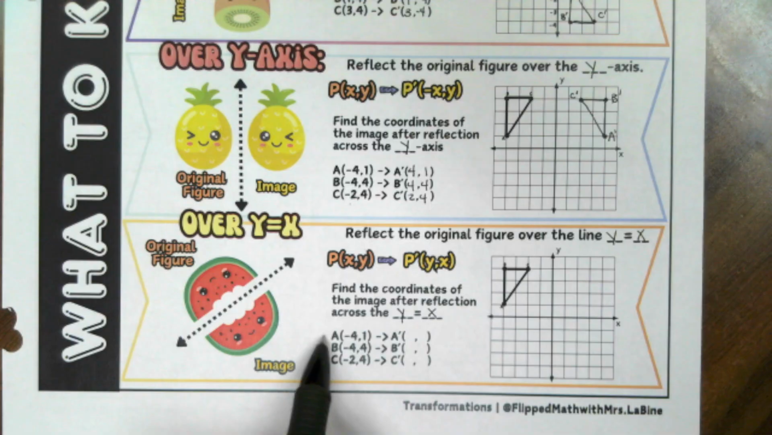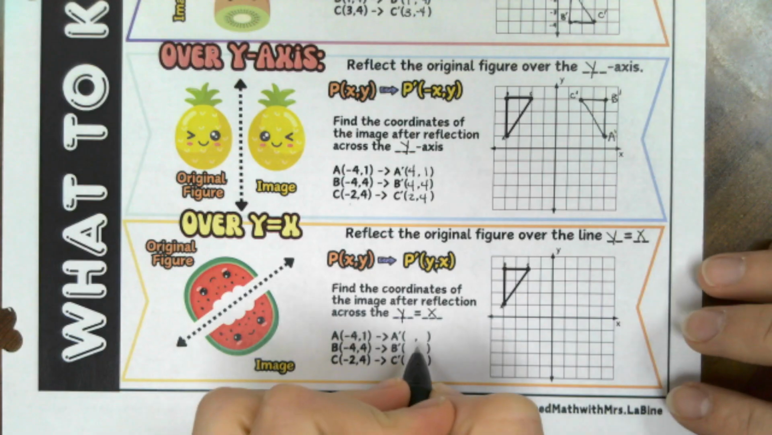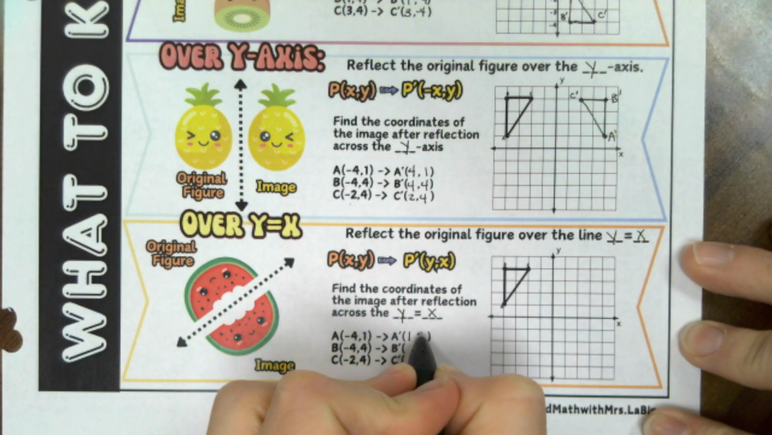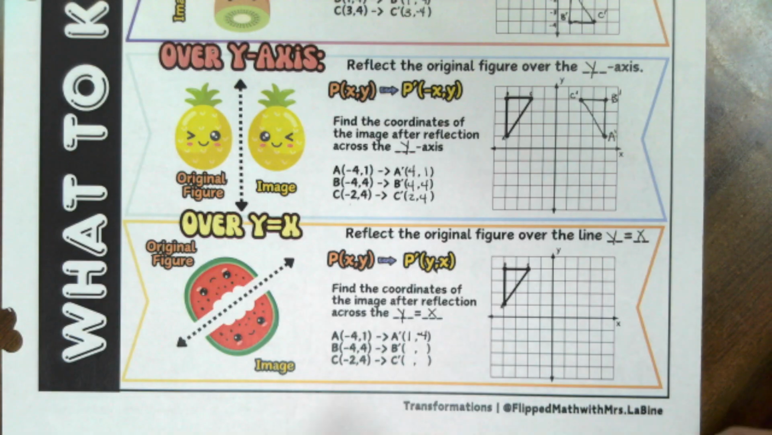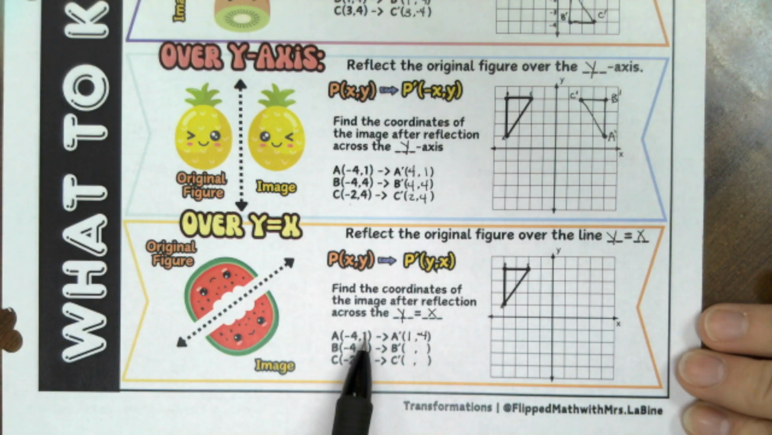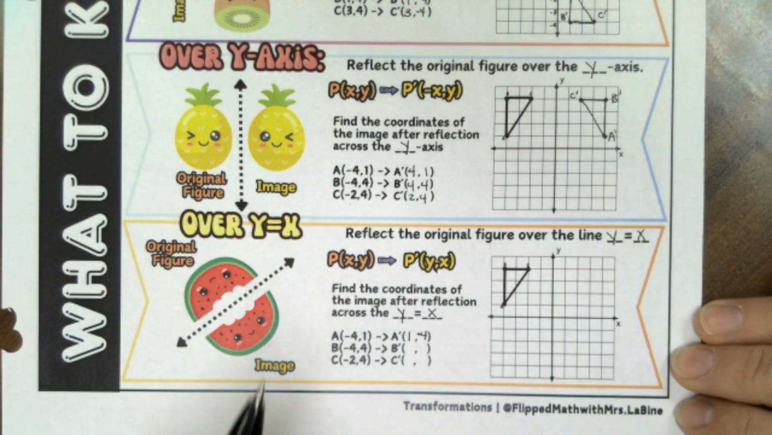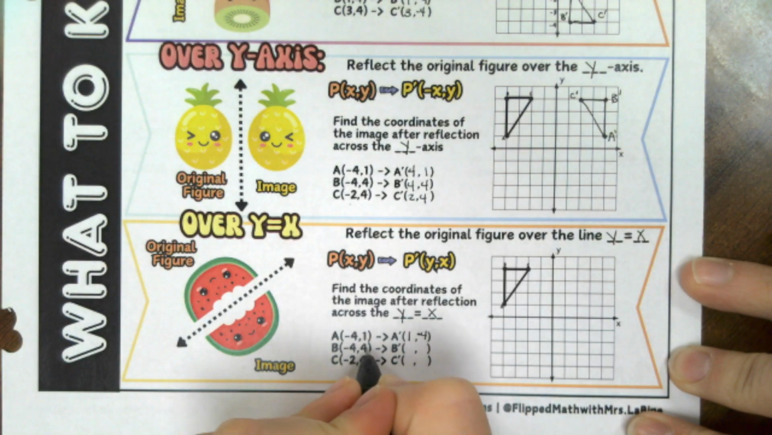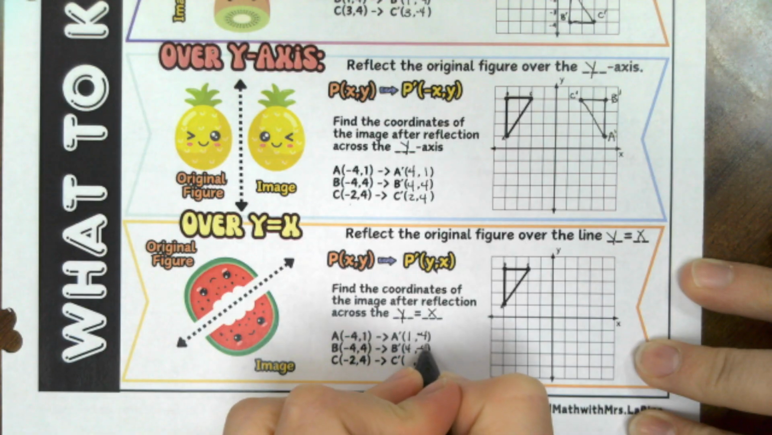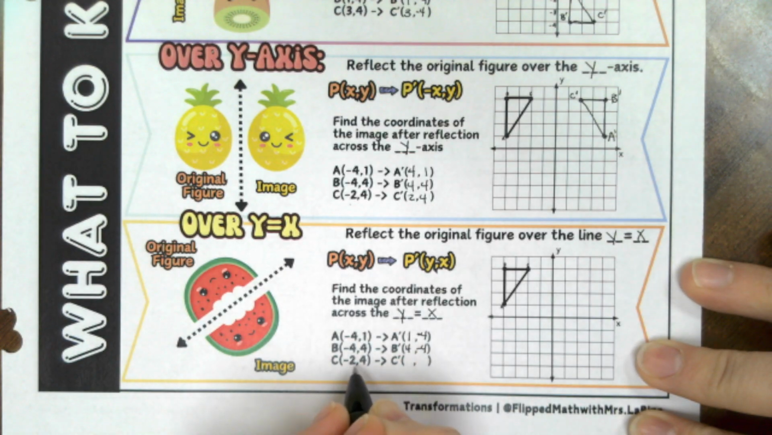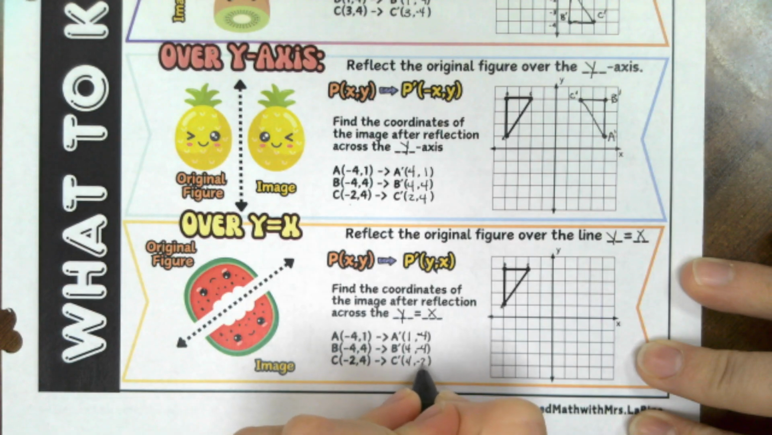So if my point A is -4, 1, in my image, it's going to be 1, -4. Okay, so I took the y of my original figure, and it became the x of my image. I took the x of my original figure, and it became the y of my image. Okay, so we're going to do that again. So -4, 4 will become 4, -4. -2, 4 becomes 4, -2.